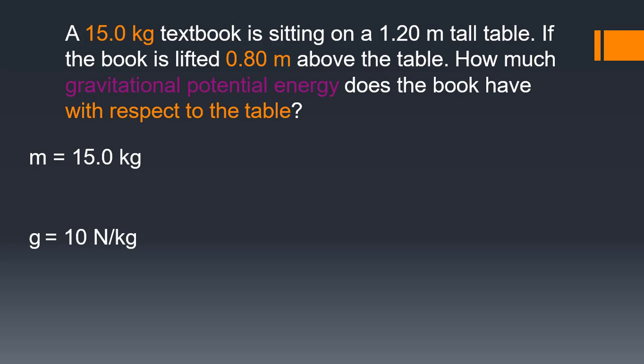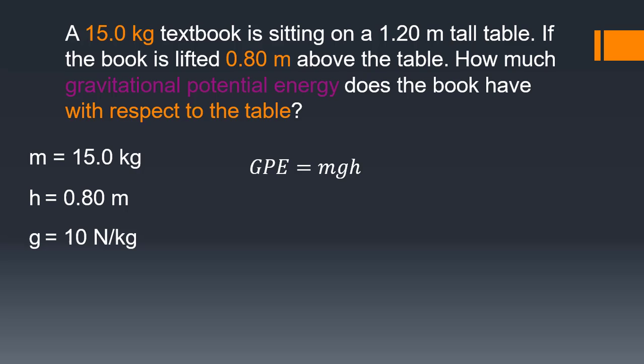So which height do we want to use? The question is asking with respect to the table, so we are going to use the surface of our table as our zero height. This means the height we raise our book is 0.8 meters. We also know that the gravitational constant here on Earth is always going to be 10 newtons per kilogram, so we can use that as one of our knowns always.